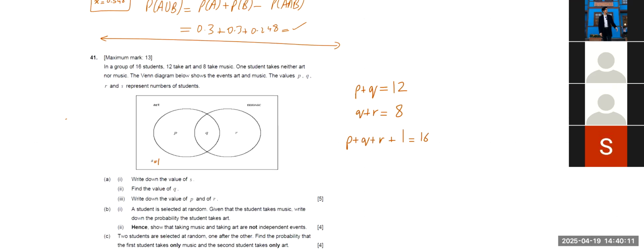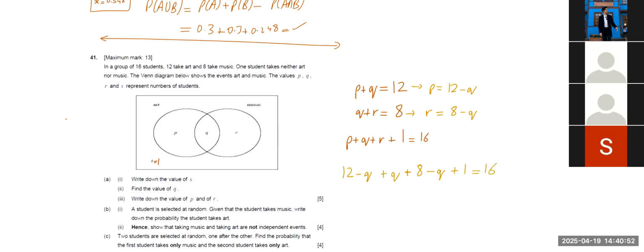What I'm going to do is use my first equation to say that P equals 12 minus Q. From the second equation, I'm going to say R equals 8 minus Q. Why did I do that? Because now I can replace P with a Q thing and R with also a Q thing, which leaves me with 12 minus Q for P, because the first equation told me so, plus Q because it's already there, plus R, because the second equation told me that R is 8 minus Q. I'm going to put that there. And then I have a plus 1, and then I have an equal to 16.